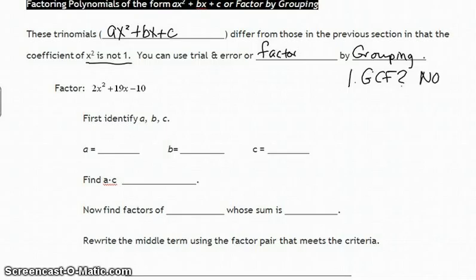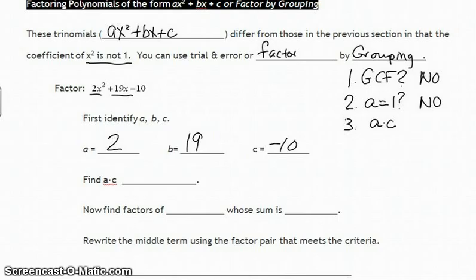the answer is no. The next question we should ask ourselves: is a equal to 1? Is that coefficient on the squared term 1? If so, use the process from the previous video. If not, we're going to use something called the AC method. That means we're going to first identify A, B, and C. A is the coefficient of the squared term. B is the coefficient of the linear term, or the term that's just the plain variable with the exponent of 1. And C is the constant.